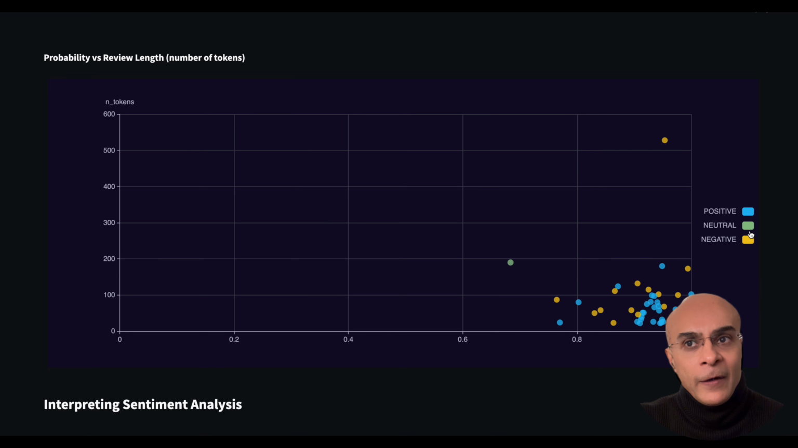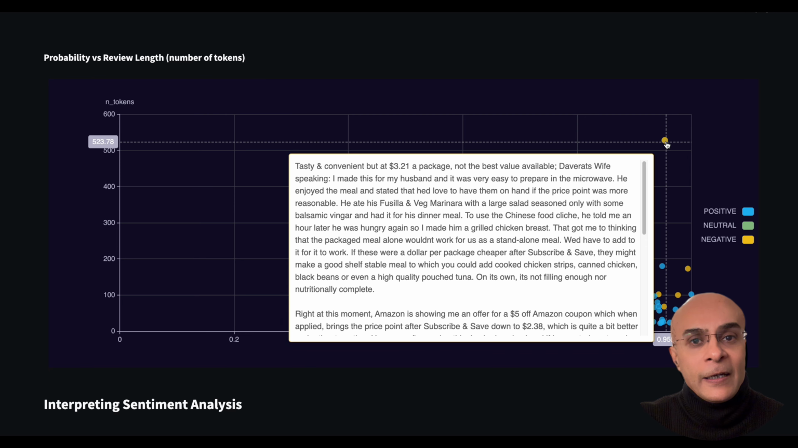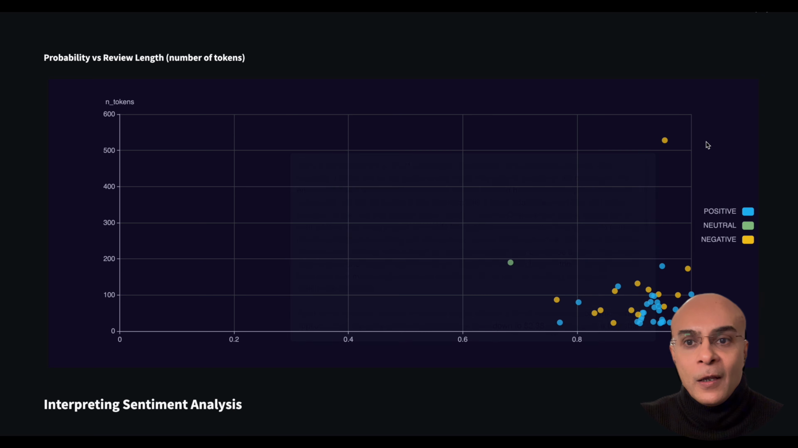So for example, if I take this sentiment, which is situated at the very top, which is a negative sentiment, and it is a very lengthy review, and it also has a very high probability. So this is a very lengthy review with a very strong negative sentiment. So the customer has really given a bad review, and the company should analyze this review as top priority.